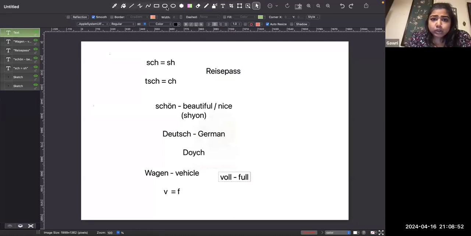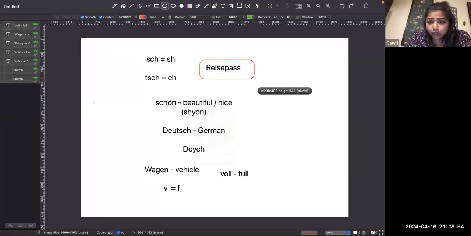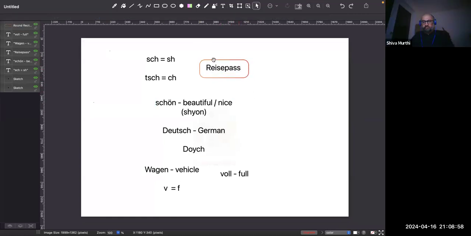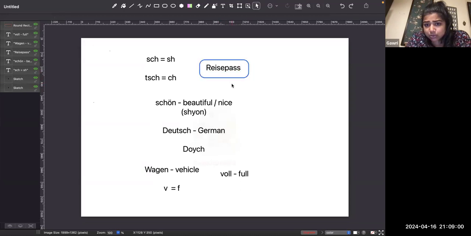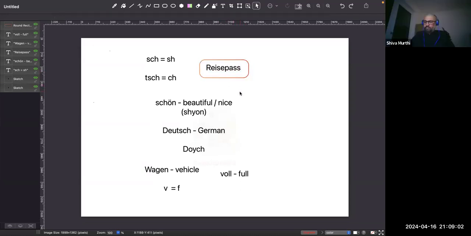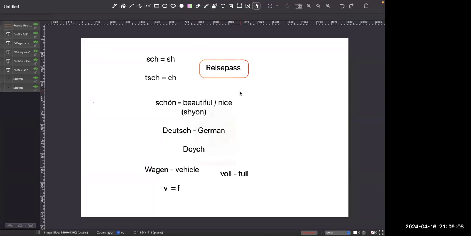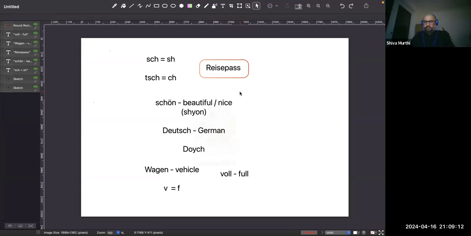So guys, now this word which I have written on the top, I have put this thing around it. How would you pronounce this word? Then this word, how would you pronounce it? Rhizopus. Rhizopus.